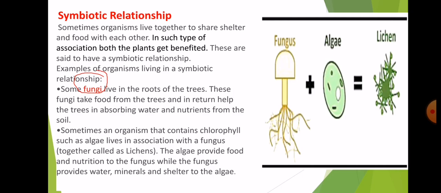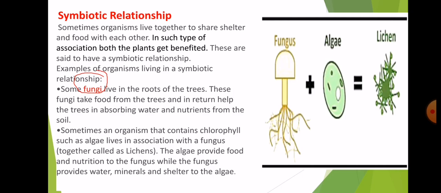Okay. Second example: algae is an organism which contains chlorophyll, and it lives in association with fungus, fungi, and together they are known as lichens. The algae provide food and nutrition to the fungus, and the fungus provides water, minerals, and shelter to the algae. This way both are benefited, and when they live in association with each other, they are known as lichens. Understand?